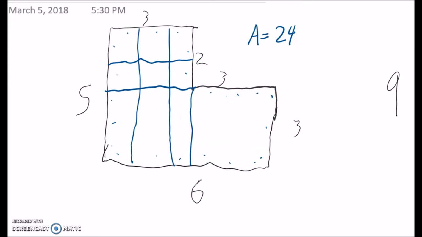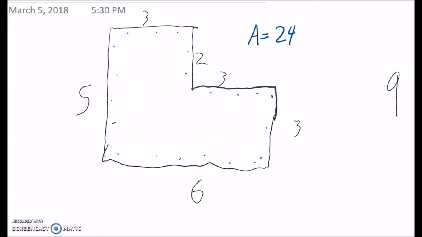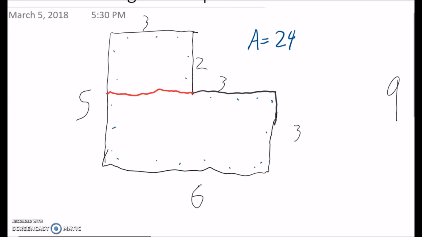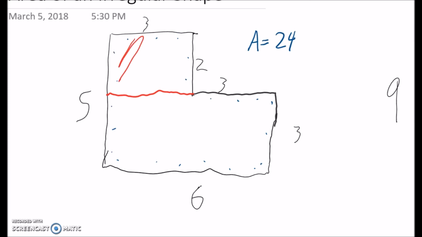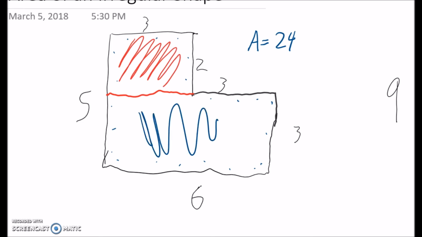Okay, let's get rid of all those. And let's do it a different way. One other way of doing it is by splitting it off and calling this red triangle here 1, and this other part the second triangle. Okay, so we can look at it as 2 different triangles.